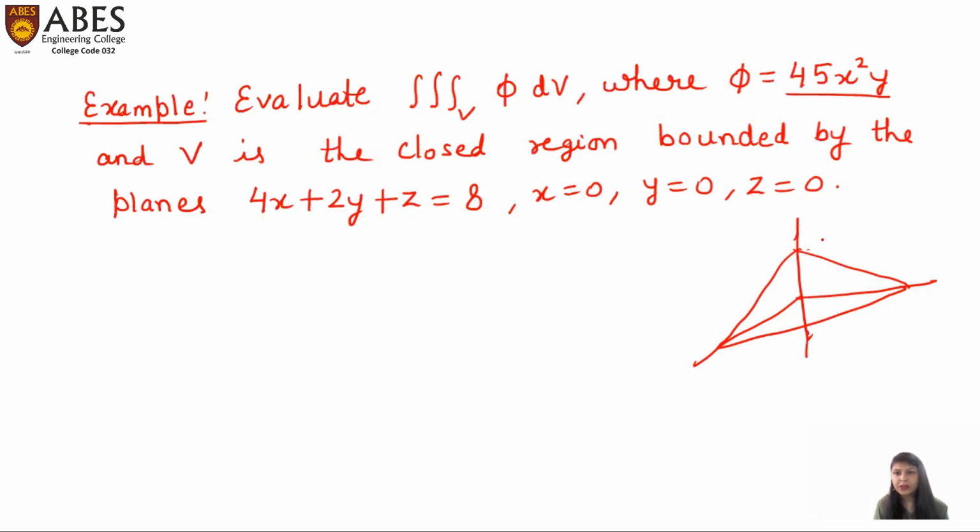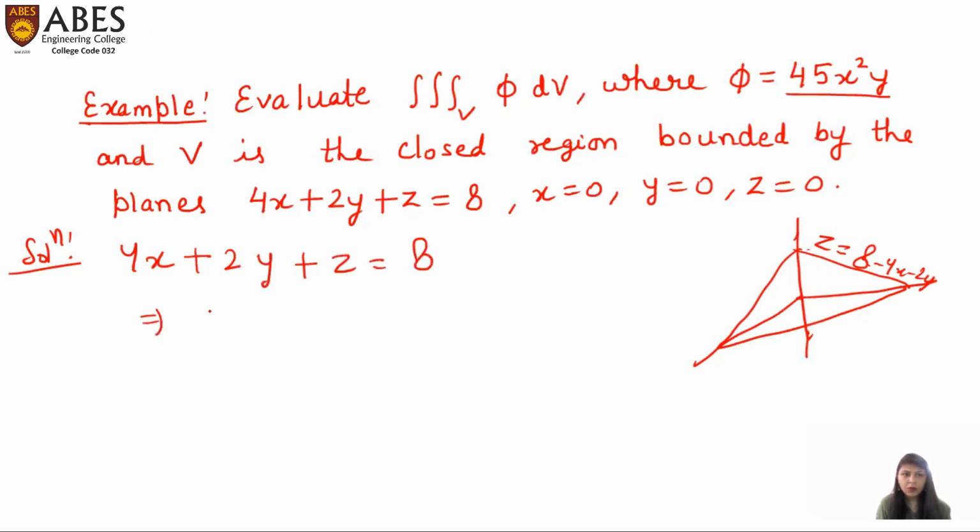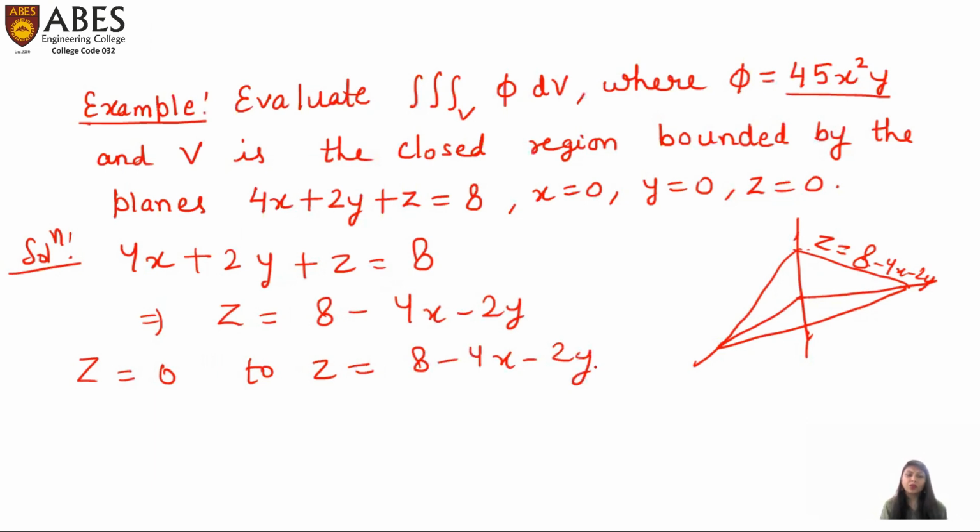We can take the range. This is the value of z, 8 minus 4x minus 2y. See here, this is the plane given in the question. So the value of z comes out from here as 8 minus 4x minus 2y. So the range of z is given as z equals to 0 to z equals to 8 minus 4x minus 2y.